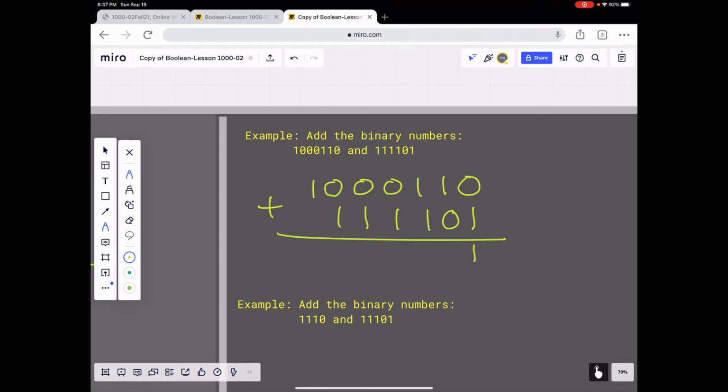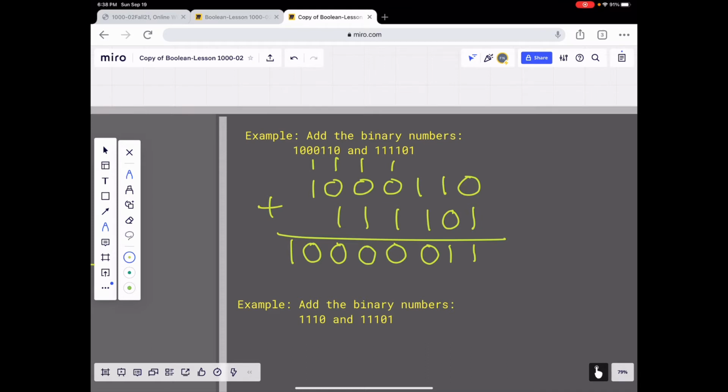0 and 1 equal 1. 1 and 0 equal 1. 1 and 1 equal 1, 0. So you write out 0 and you carry 1 and put it on top here. And 1 and 1 equal 1, 0, so you write out 0 and you carry 1 over. 1 and 1 equals 0 and you carry 1 over. 1 and 1 equal 1, 0, so you carry 1 over. And 1 and 1 equal 1, 0. All right, so that is the addition of binary numbers.